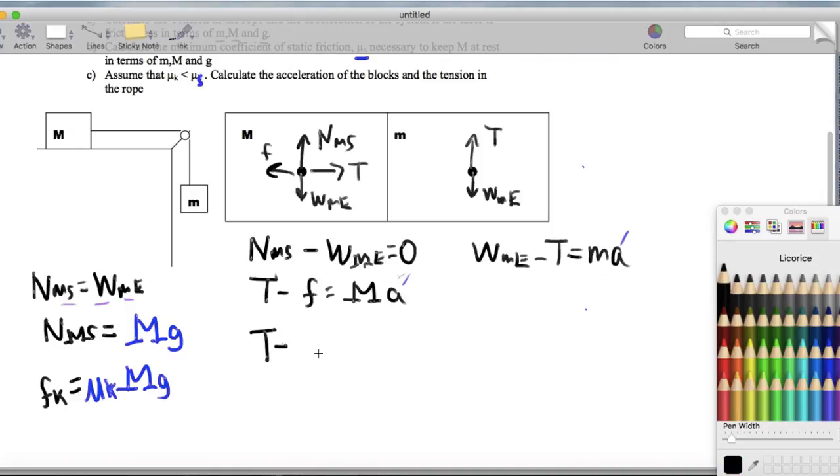So we have the tension minus mu k big M times g equals big M times little a.